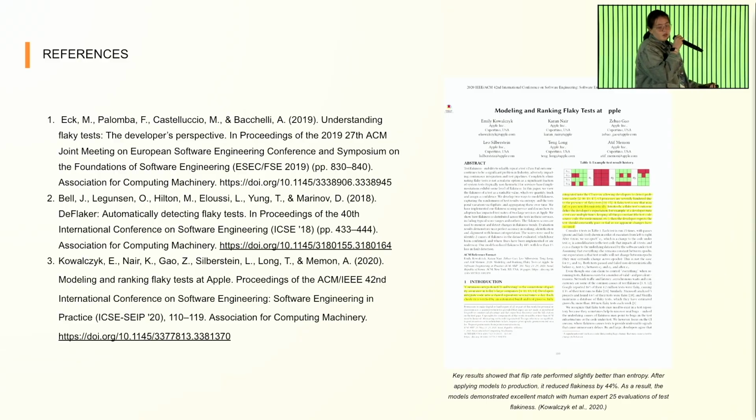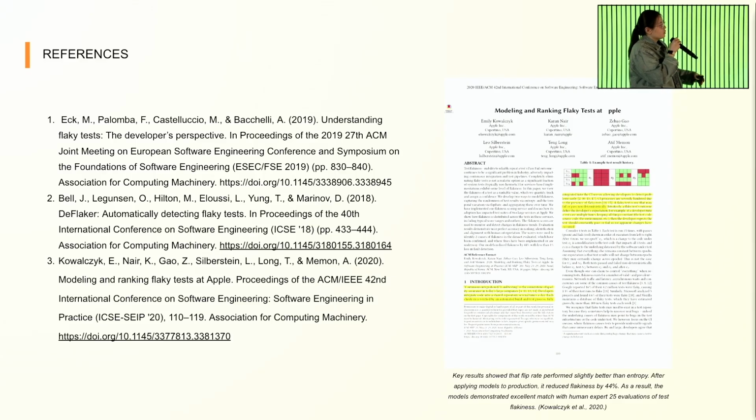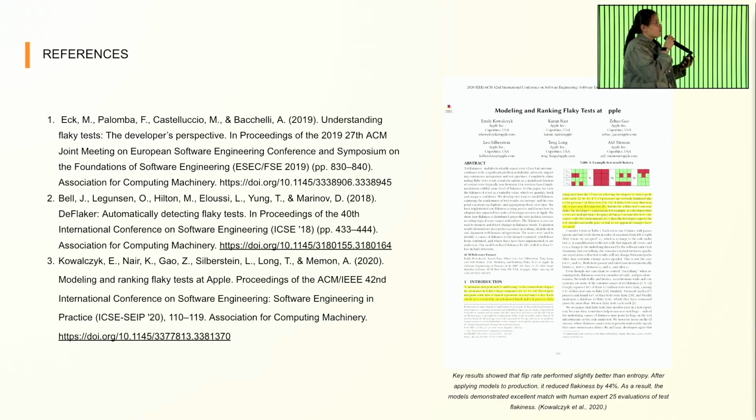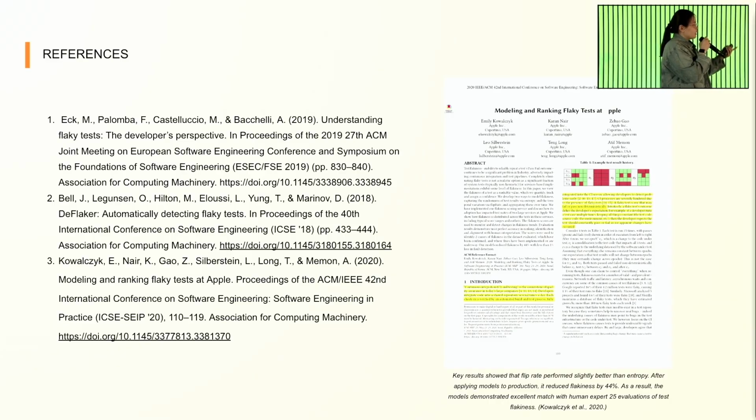Key achievements of their results: flip rate performed better than entropy. Why we need two formulas is that flip rate is dominating compared with entropy. Entropy is just for fallover, just for accompanying the flip rate, basically. And Apple stated that their repository became 44% more stable compared to how it used to be after applying their solutions.